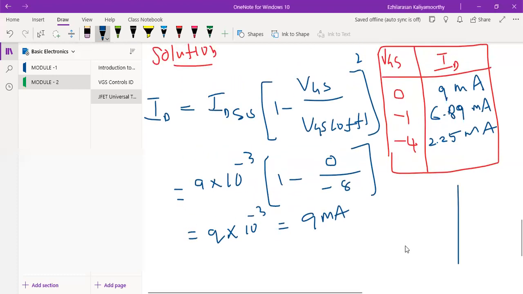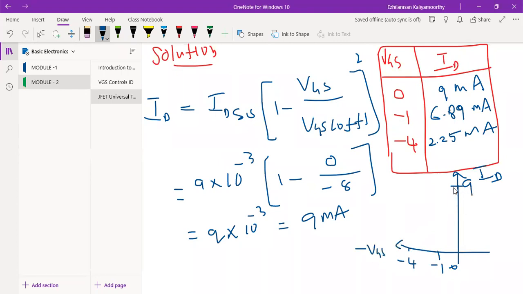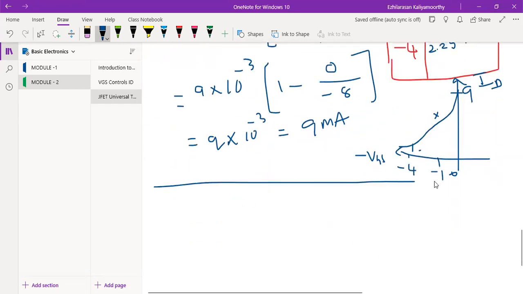So you may get the diagram like this, correct? This is 0, this will be your minus 1, this will be your minus 4. This is the maximum current, 9 milliampere, that is ID, and this will be your minus VGS. Then what will you get? I will get it like this. Minus 1 is about 6, so you get 6 in this place. Then the 2 point you may get like this. So we'll get a curve like this. So this is the solution for this problem.